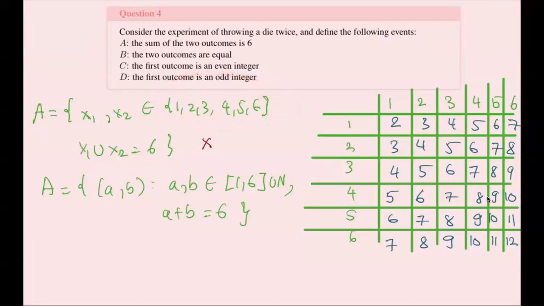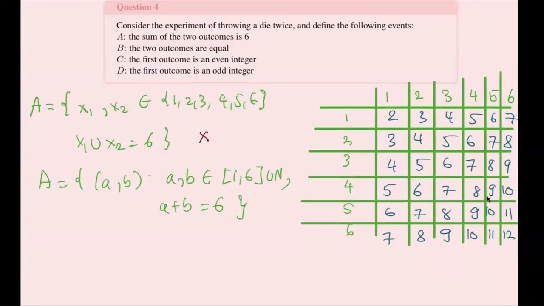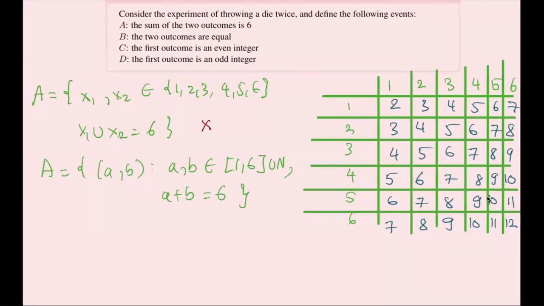So basically, the student is saying that the set A consists of tuples AB such that the values for AB can be taken from the set 1, 2, 3, 4, 5, 6, and A plus B has to be equal to 6. So that satisfies the sum of two outcomes is 6. If you use set builder notation, this is definitely a correct way to write it.